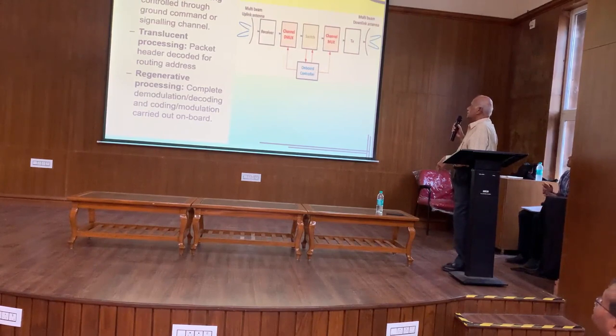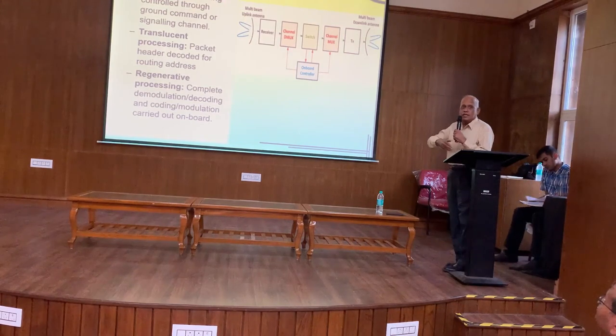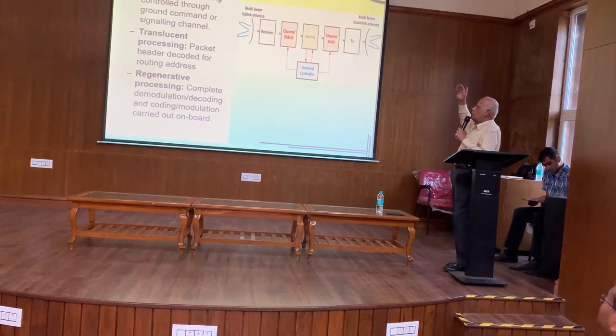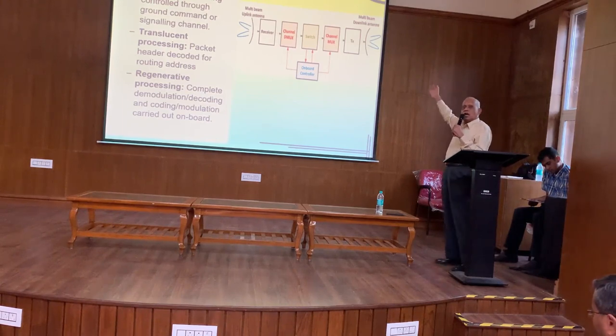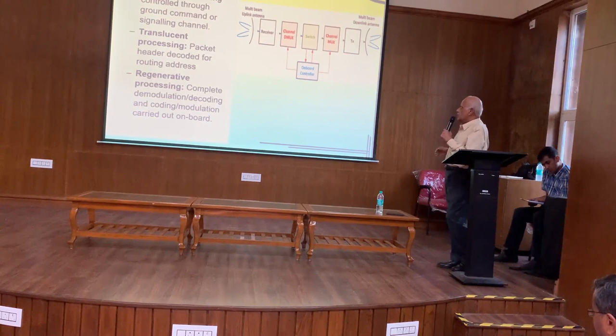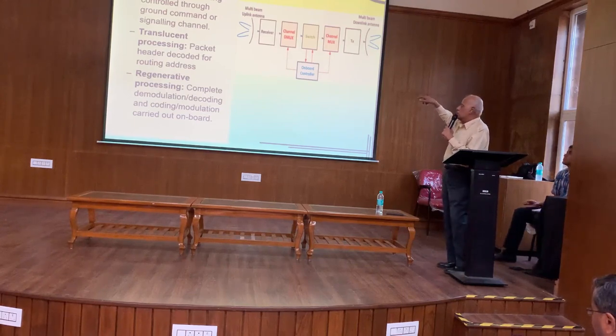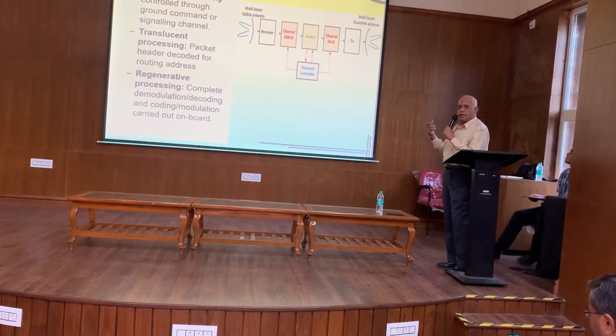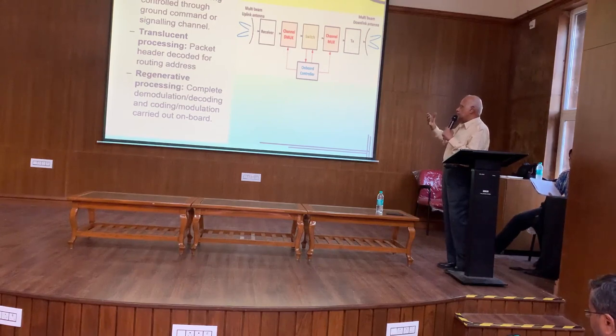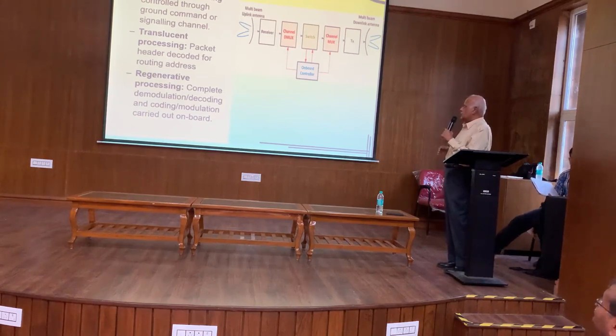Onboard switching in multi-beam case. There are different processing methods. One is the transparent processing, routing controlled through ground command or signaling channel. When you are transmitting the signal from one beam, you have a control signal which indicates to which other beam it has to be sent downlink. That is called transparent processing. Translucent processing: packet header is decoded for routing address by the onboard logic. A packet header is added to the communication packets, and that is decoded on board for deciding on the routing requirement. We are using the transparent processing, not the translucent processing.